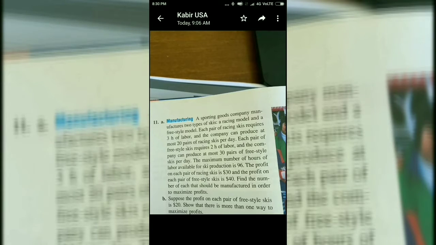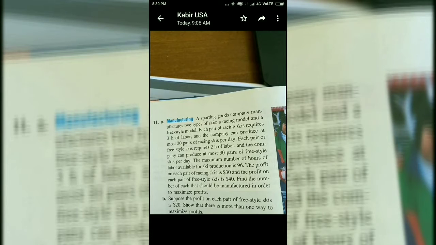A sporting goods manufacturer makes two types of skis, a racing model and a freestyle model. Each pair of racing skis requires 3 hours of labor and the company can produce at most 20 pairs of racing skis per day. Each pair of freestyle skis requires 2 hours of labor and the company can produce at most 30 pairs of freestyle skis per day. The maximum number of hours of labor available for ski production is 96. The profit on each pair of racing skis is $30 and the profit on each pair of freestyle skis is $40. Find the number of each that should be manufactured in order to maximize profits.